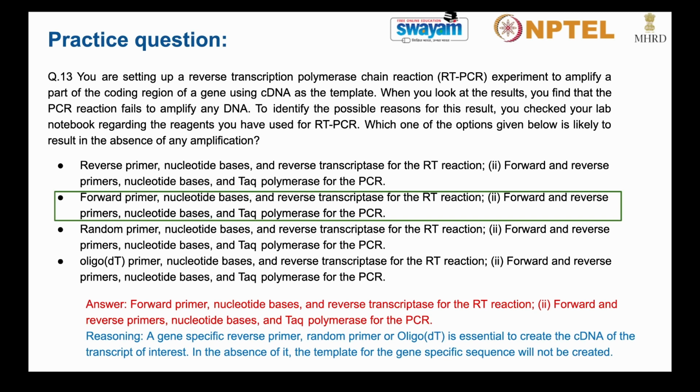So in this option 2, we have only used the forward primer, due to which we will not be able to observe the amplification of that cDNA. So hence option B will be the correct option for this particular question. I hope it is clear why the forward primer alone is involved in the absence of any amplification and not the other two. Okay, so now let's move further.